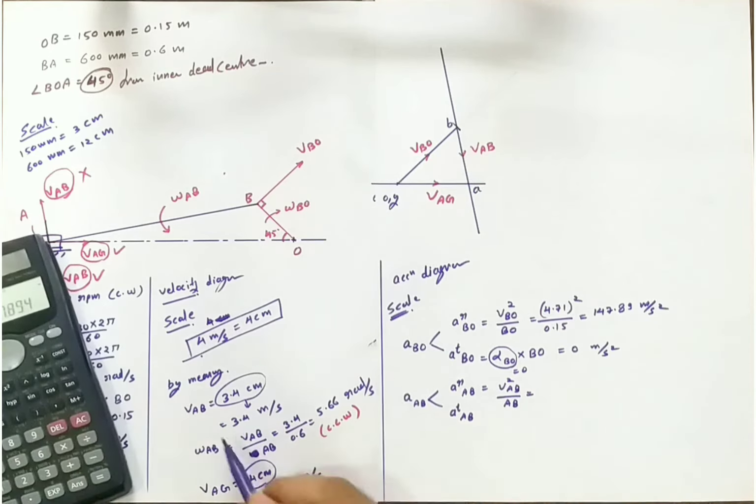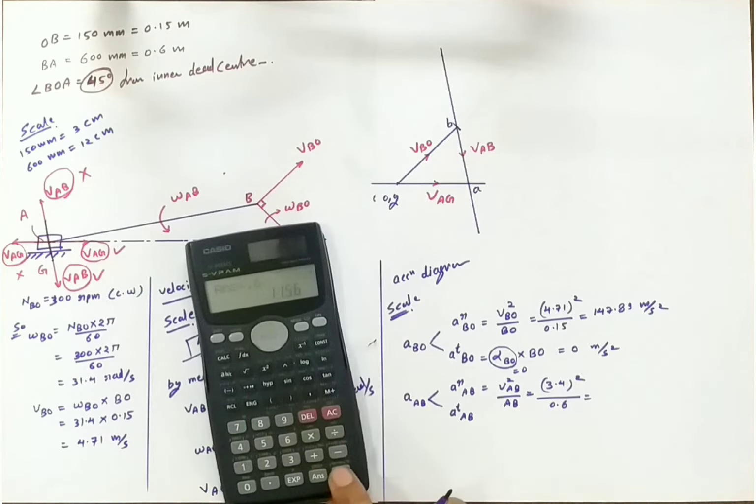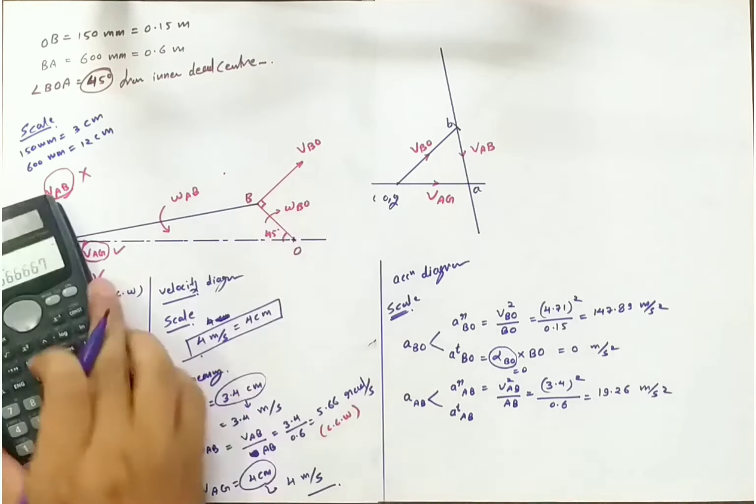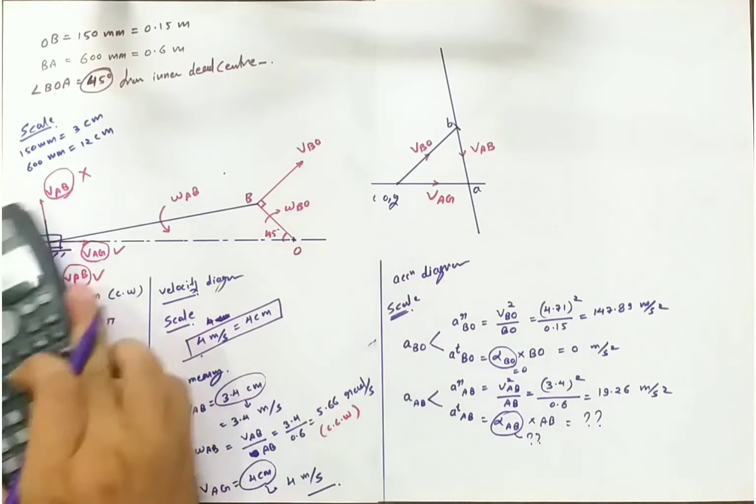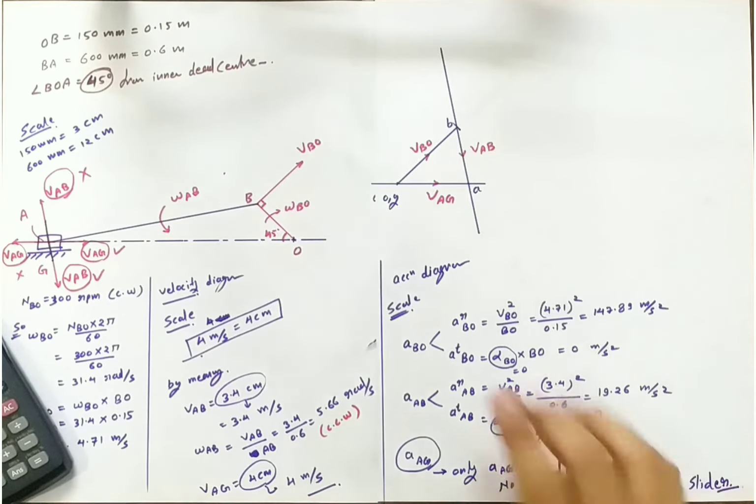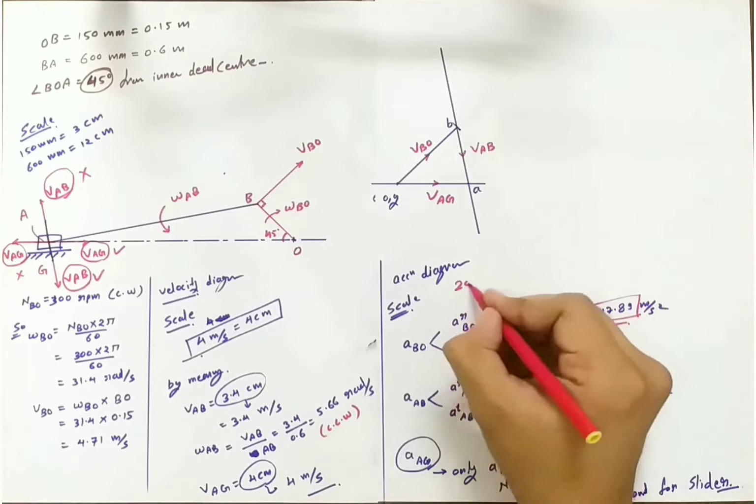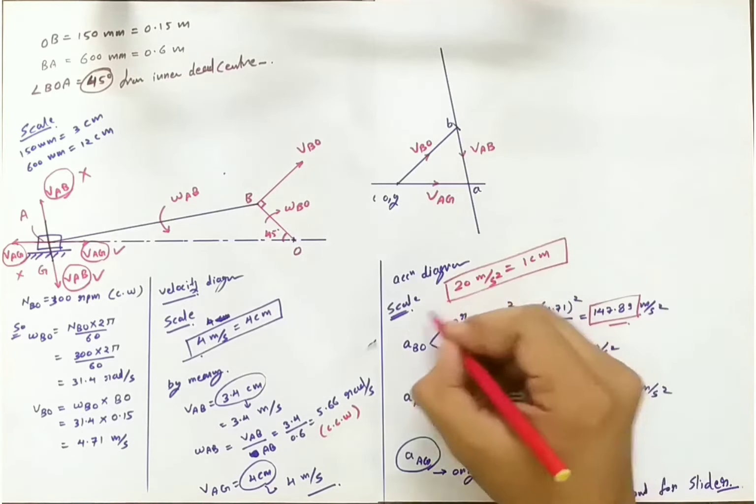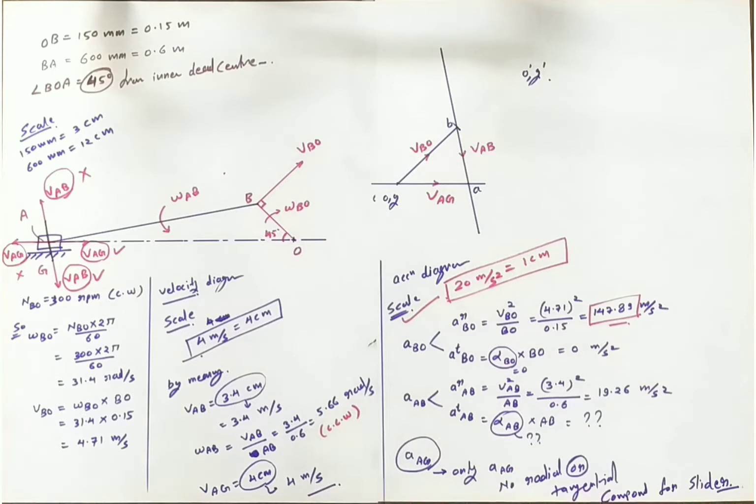And for link AB, the radial component we can find easily with the help of velocity square divided by length, so that is 19.26 meter per second square. But the angular acceleration of the link AB is not given, so we cannot find out the tangential component. Again, there is no component for the slider, there is only acceleration. There is no radial and tangential component for the slider. Now we'll go for the scale according to the radial component of the input link. So we have chosen 20 meter per second square is equal to 1 centimeter.